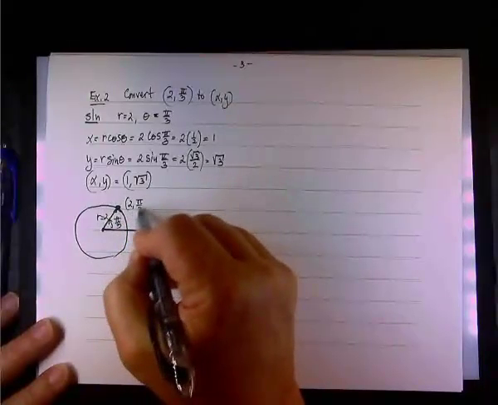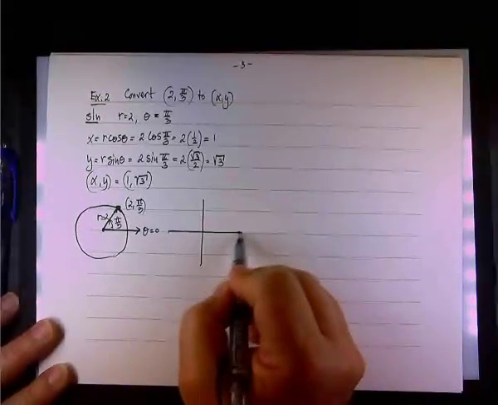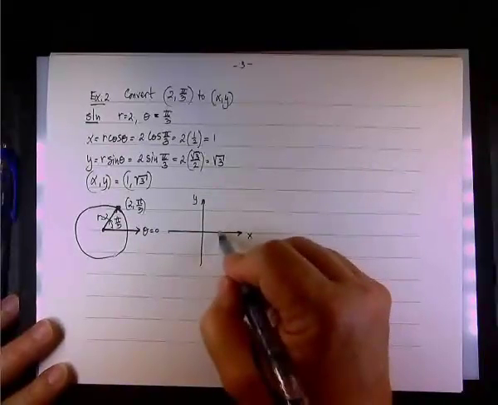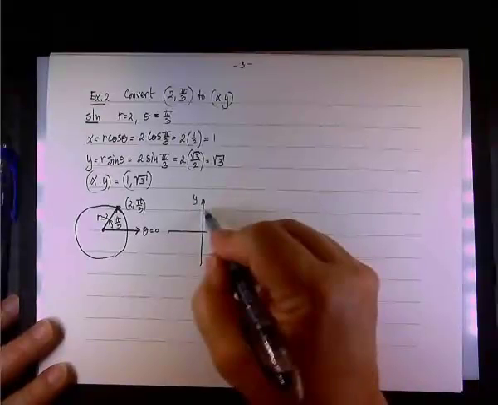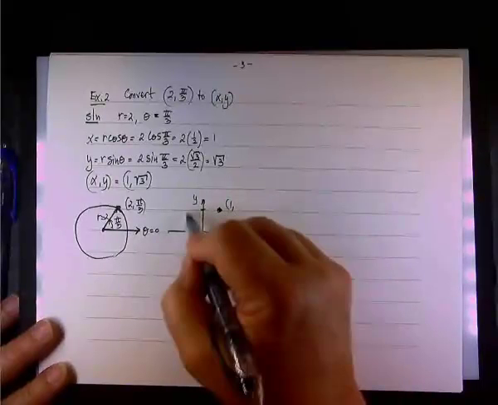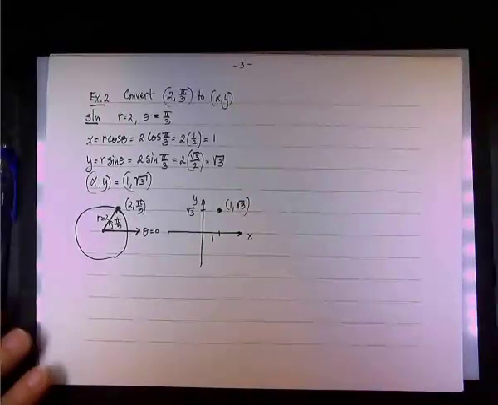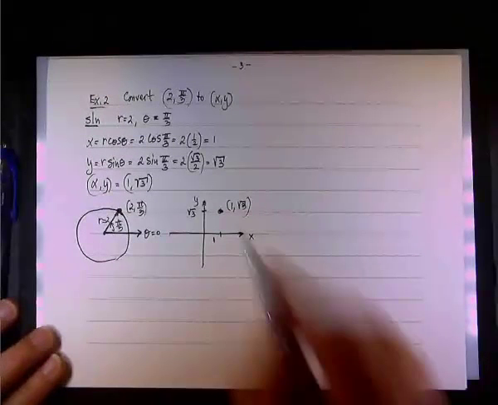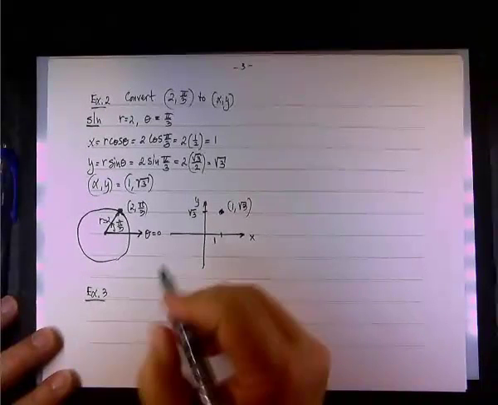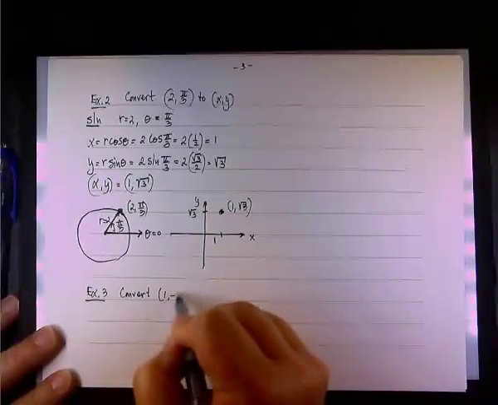So this gives you (2, pi over 3), and of course in a Cartesian system, xy, we have x equals 1 and y equals square root of 3. Square root of 3 is 1.7 approximately, so (1, square root of 3). And you can see it's the same point, okay? Hopefully you see that. Example 3, we are looking to convert in reverse.